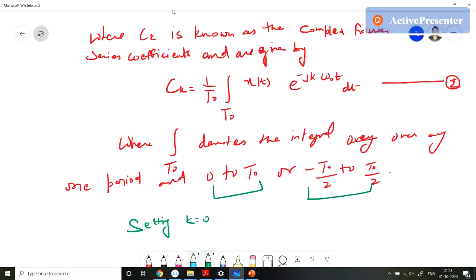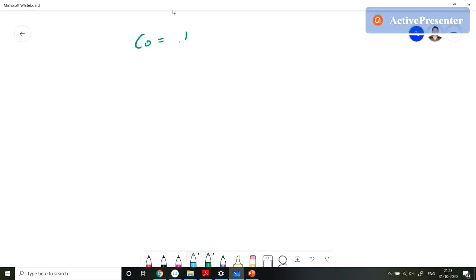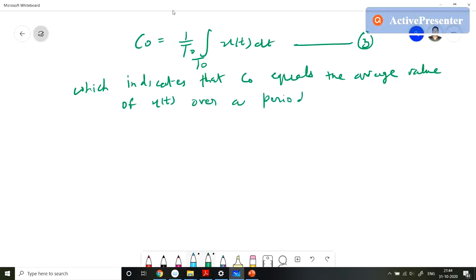So setting k = 0 in equation 2, we obtain c naught = 1 divided by T naught times the integral of x(t) dt, which indicates that c naught equals the average value of x(t) over a period.